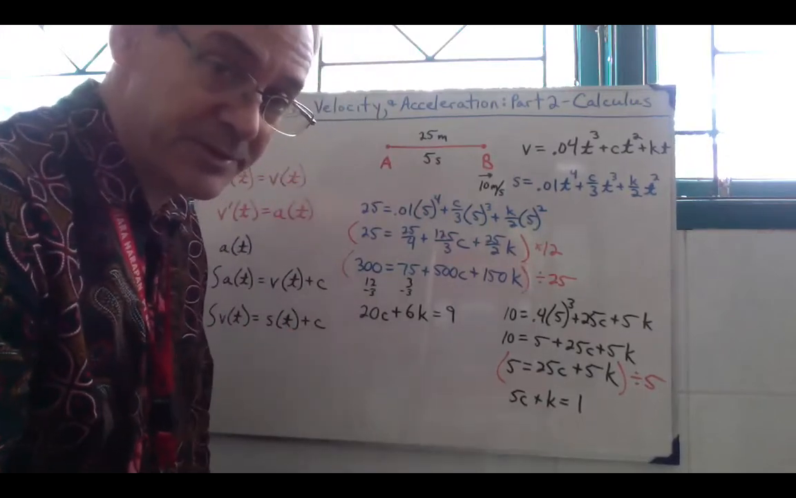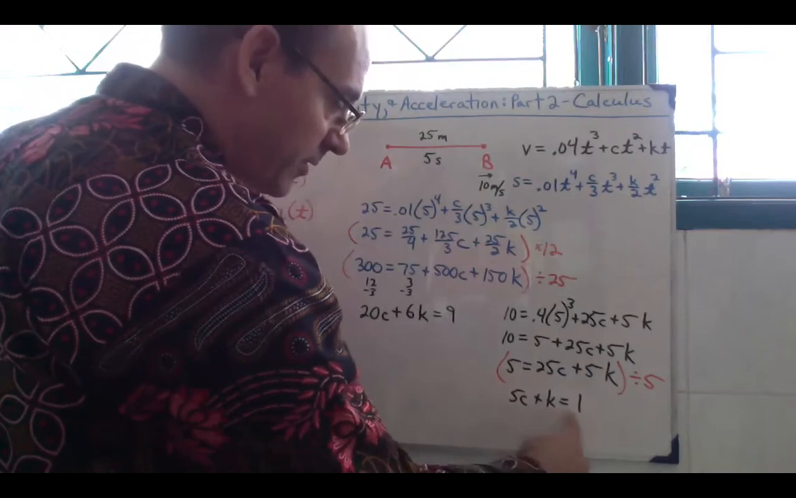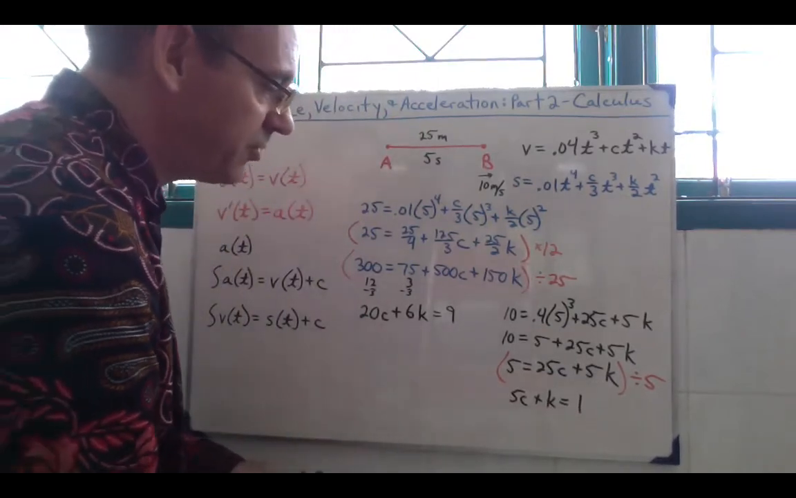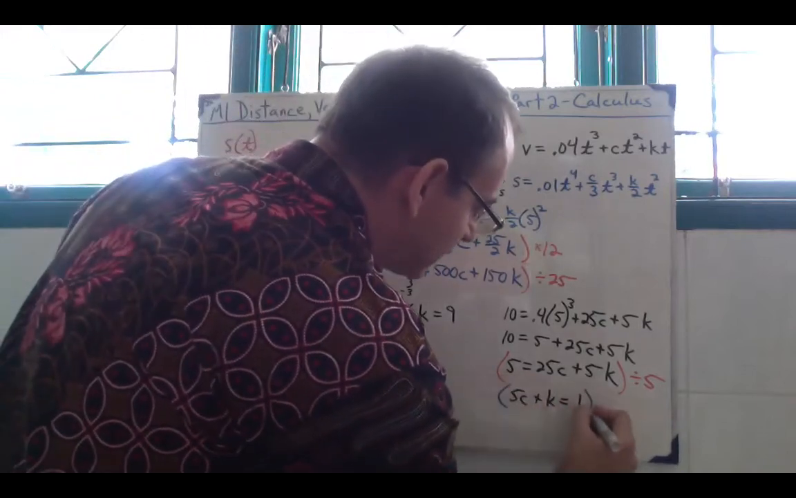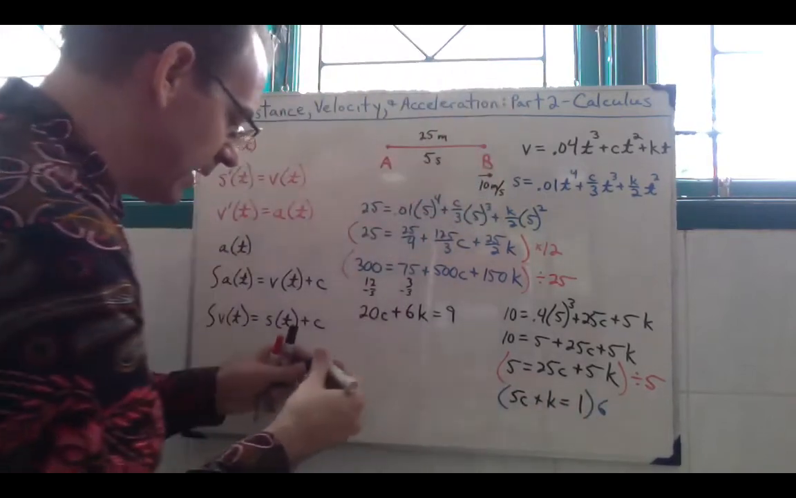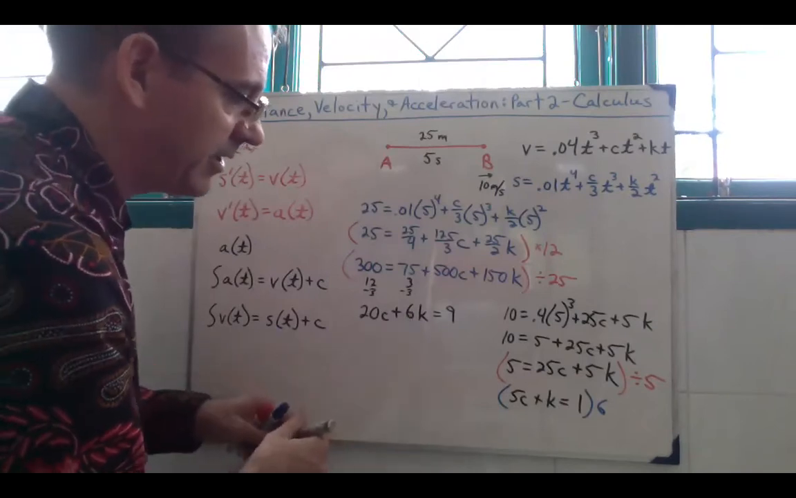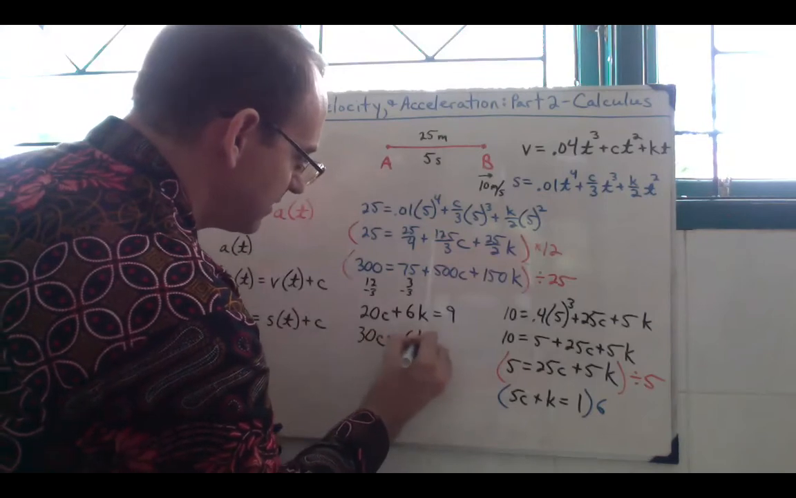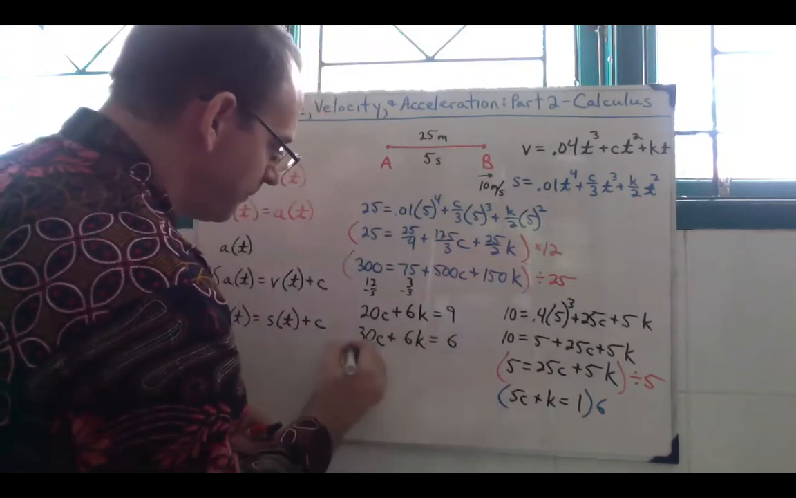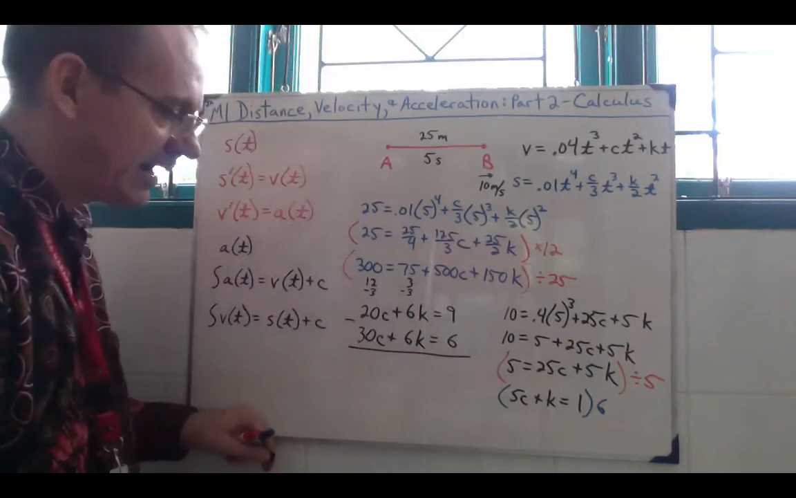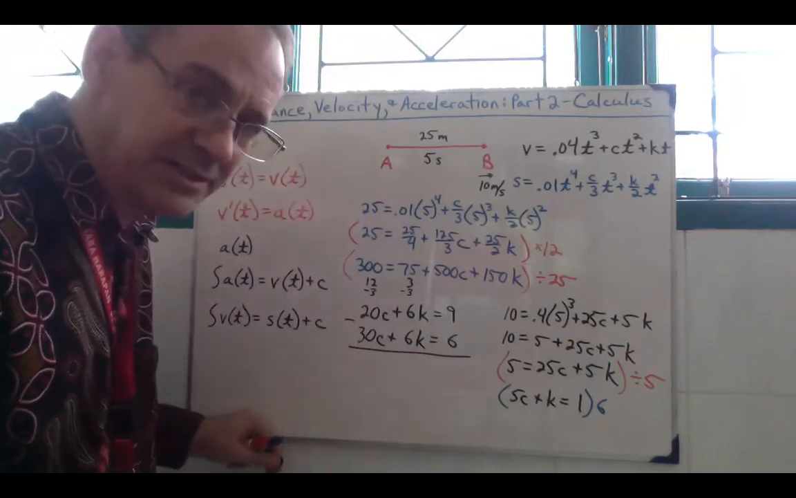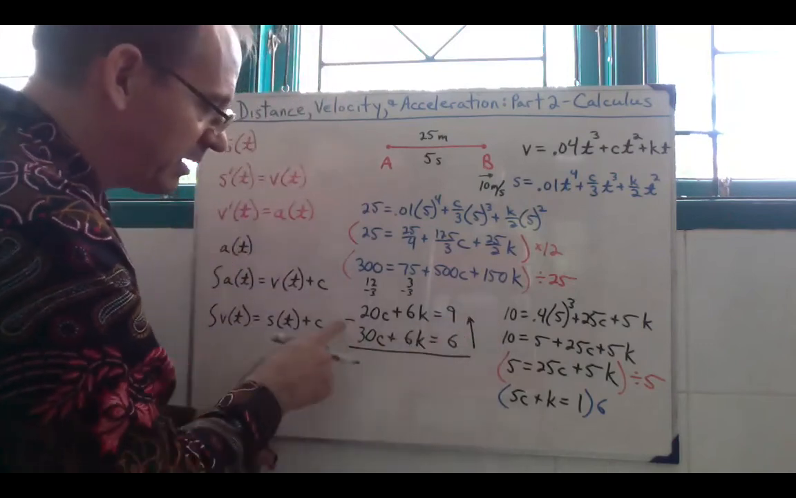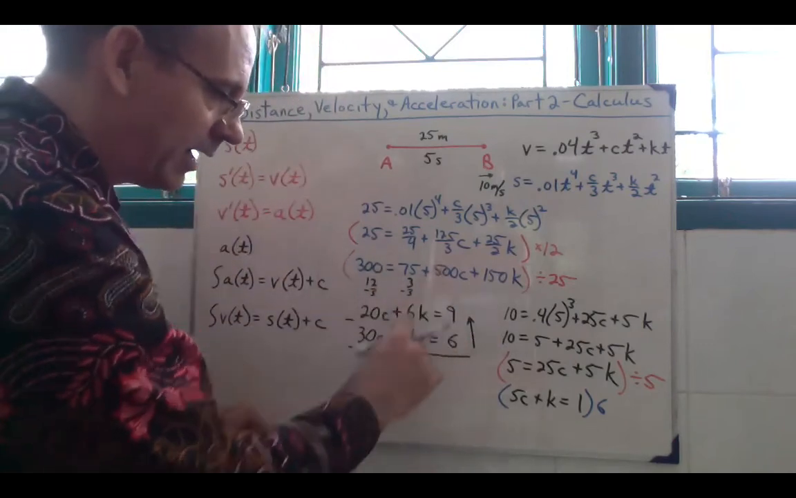If you want to do the substitution method, you can just solve for K and substitute it here. I like the elimination method. So what I'm going to do is multiply this by 6 so that it lines up with this 6 here. That gives us 30C plus 6K equals 6. And then I'm going to subtract, but because I like a positive variable, I'm going to subtract upwards.